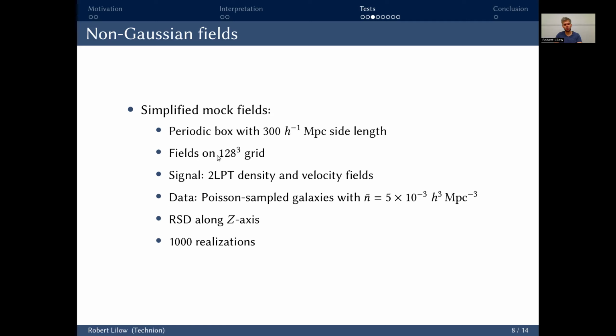We have this small periodic box with a 128 cube grid of both the density and velocity fields, which we both compute with second-order Lagrange perturbation theory, which is good enough for the tests we did here. The galaxy data are obtained by Poisson sampling, assuming a typical mean galaxy density for a local survey. And we consider redshift space distortion to be along just the z-axis, not the actual radial direction. And in total, we used 1,000 realizations.